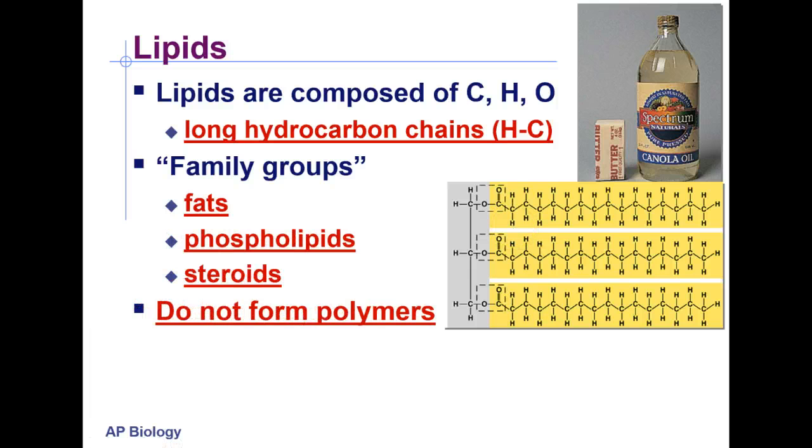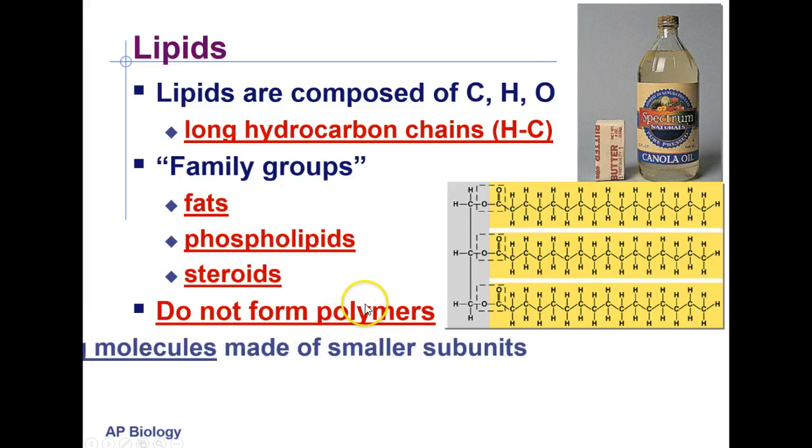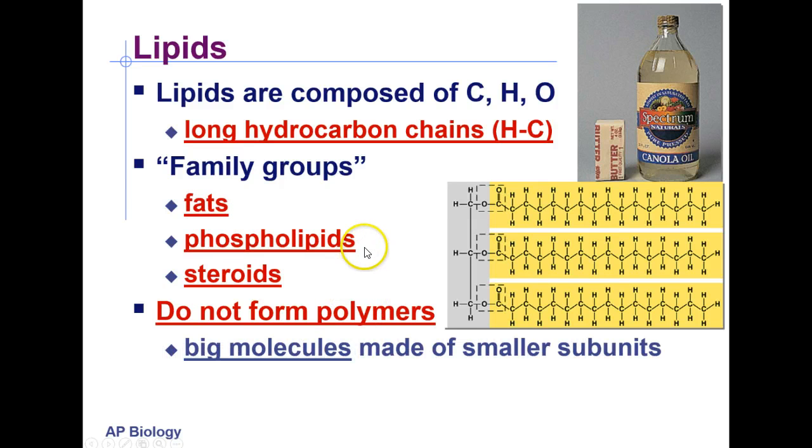There's some different kinds of fats. There's fats, phospholipids, and steroids. One difference from carbohydrates is that these things do not form polymers, so that means that they're not made out of repeating units or repeating monomers, but tend to have this as their basic structure, as you see right here.